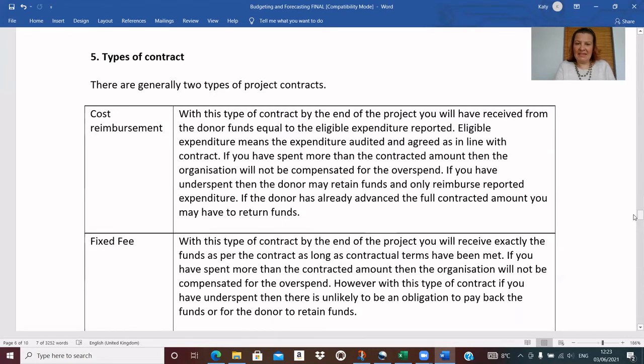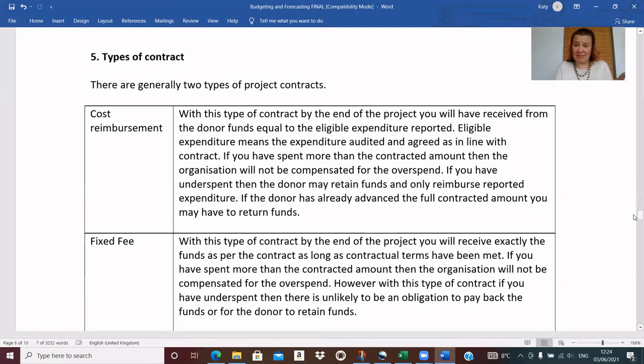I want to explain these two different types of contracts. The first, cost reimbursement, is more like the example I showed above and the one that you're more likely to get an admin fee on. With this type of contract, by the end of the project, you'll have received the donor funds equal to the eligible expenditure reported. The eligible expenditure means that the expenditure has been audited and agreed as in line with the contract. If you've spent more than the contracted amount, then your organisation is unlikely to be compensated for that overspend, and you're going to have to fund it out of unrestricted.